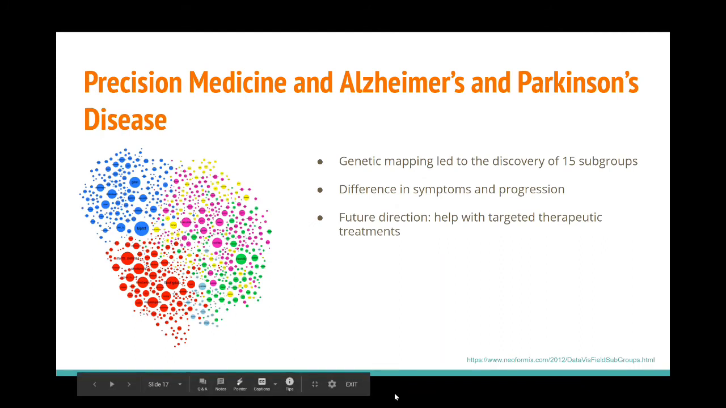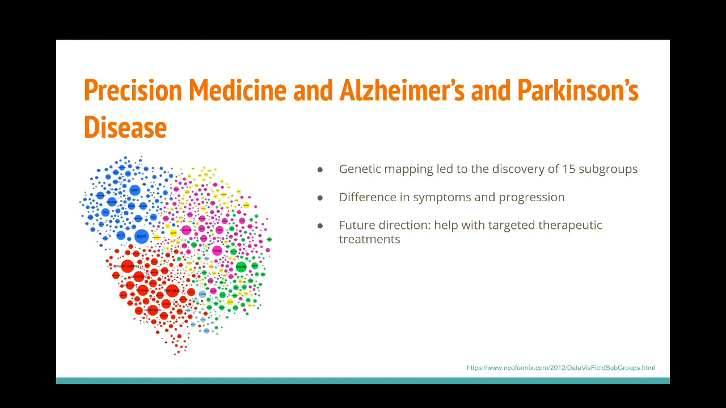An example of where precision medicine will likely be used in the future is within the realm of Alzheimer's and Parkinson's disease. Currently this is not the standard treatment for these patients, even though there's a large variation in how these diseases present. For example, a study found that there are 15 subgroups based on symptoms and progression of these diseases, which further shows how each patient is unique. With the use of precision medicine, there could be personalized therapeutics that would improve these patients' quality of life.